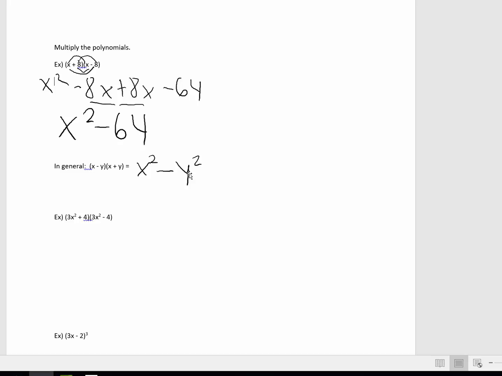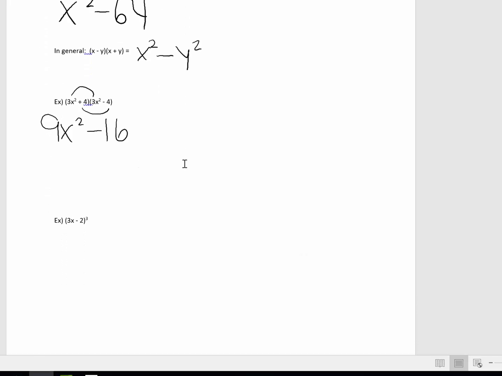Okay, so now let's do the next example. Notice this is the product of a sum and a difference. 3x squared, 4 and 4. But one is positive, the other one's negative, so I can use this general formula. Well, 3x squared times 3x squared, that is 9x squared. And 4 times negative 4 is negative 16. Now, if you want to multiply the other two out, that would be negative 12x squared plus 12x squared, which is 0. But this would be something nice to do because it'll save you a lot of time.